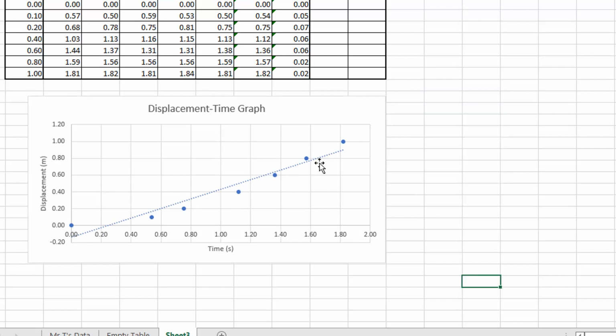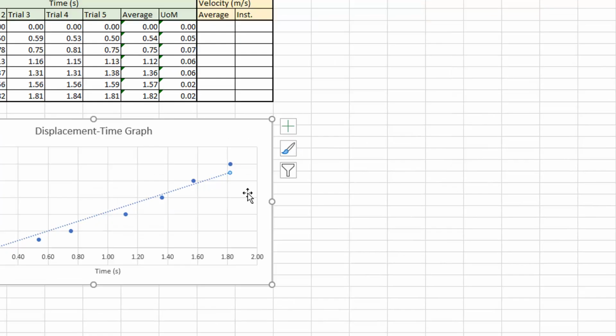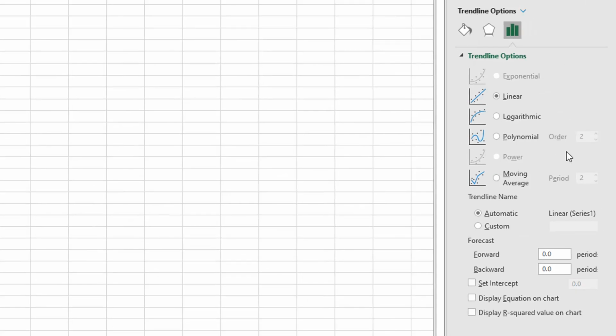Now I'll click on the trend line. It's put a straight line in. I don't really want a straight line. We're expecting a parabolic line. So I'm going to double click on the trend line there, and I'm going to come over on this side where it says Format Trend Line. A parabolic trend line is actually a polynomial trend line, second order.